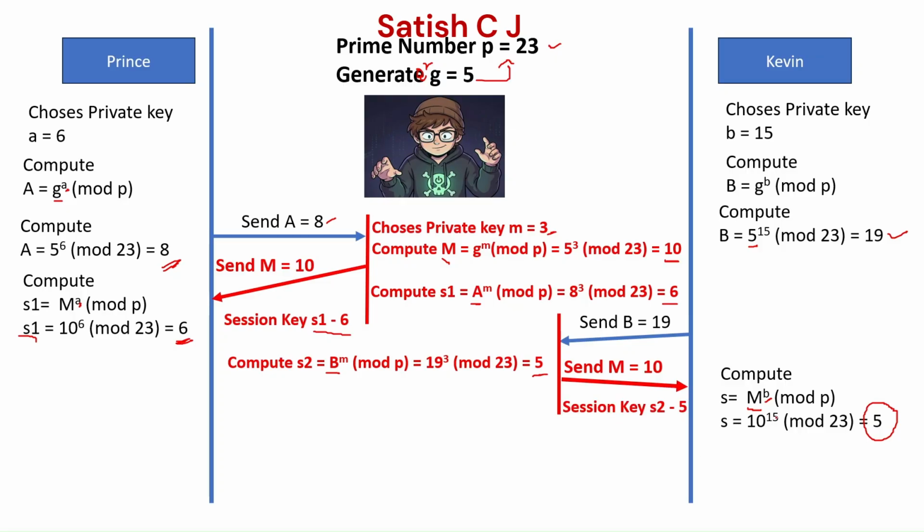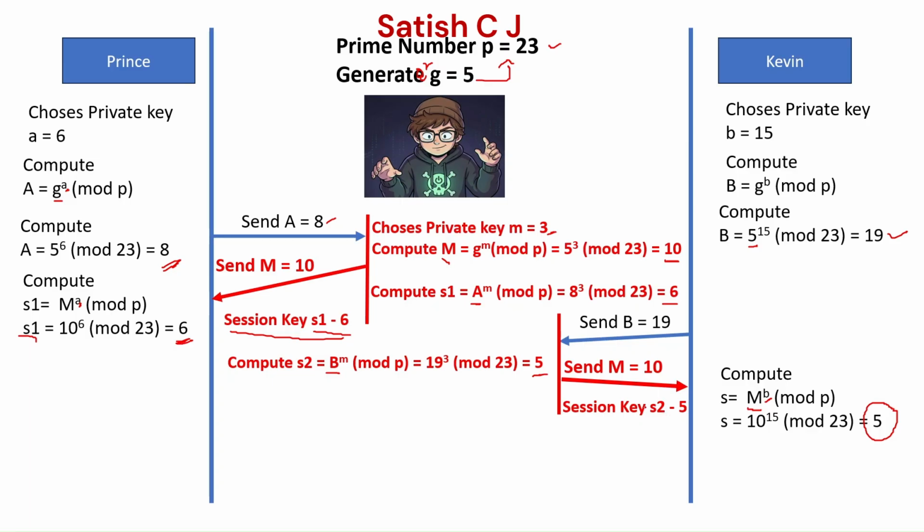See, here is the catch. Kevin believes that he has sent 19 to Prince and he has received 10 from Prince, and he thinks that he is sharing the key 5 with Prince. But actually he is sharing the key 5 with the hacker, who is the man in the middle. So the hacker has established a secret key with Prince, that is 6, and he has established a secret key with Kevin, that is 5.